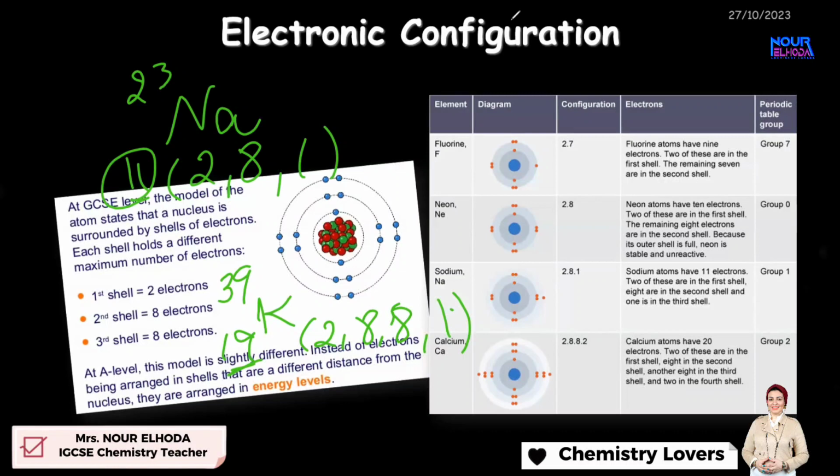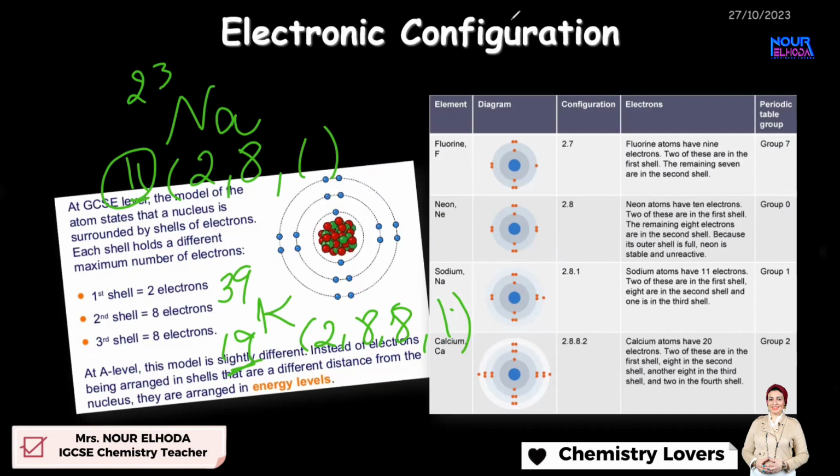When you take AS, you will know the first shell takes 2, the second takes 8, the third takes 18, the fourth takes 32. It's a little bit different. But here, because this is O level, it's a little bit easy. It's not an advanced one. I'm saying this because sometimes I teach students in O level, then the next year I teach them AS, they ask, Miss, they didn't tell me this in O level. Now I'm saying this before.